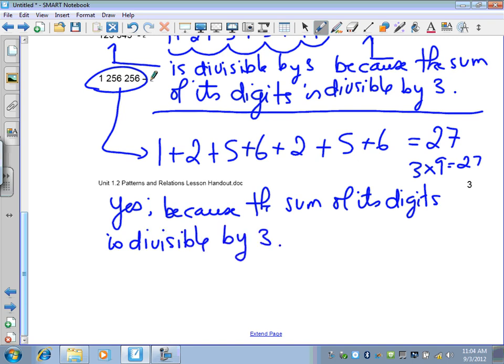So, to sum it all up again, how do you tell if a number is divisible by 3? You add up all the little numbers, the digits, and you find out whether that sum is in the 3 times tables or is divisible by 3. If it is, then the large number you started with is divisible by 3. If it is not, that means that the number that you're checking is not divisible by 3.